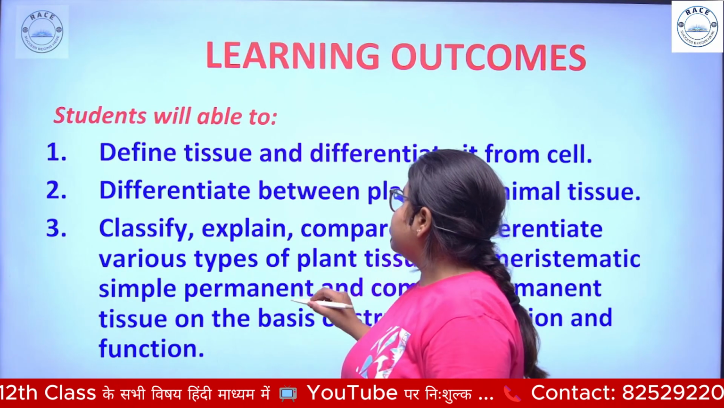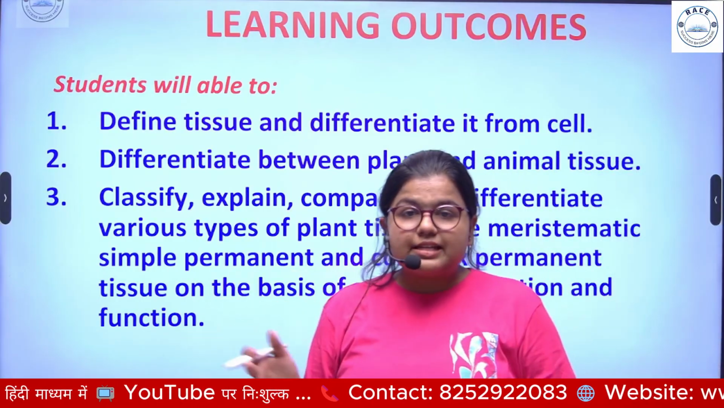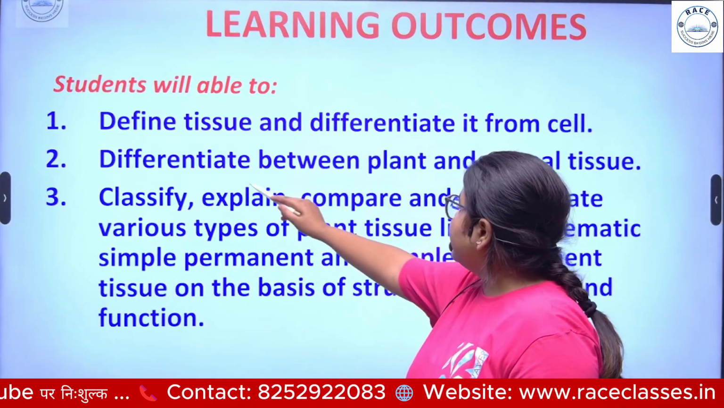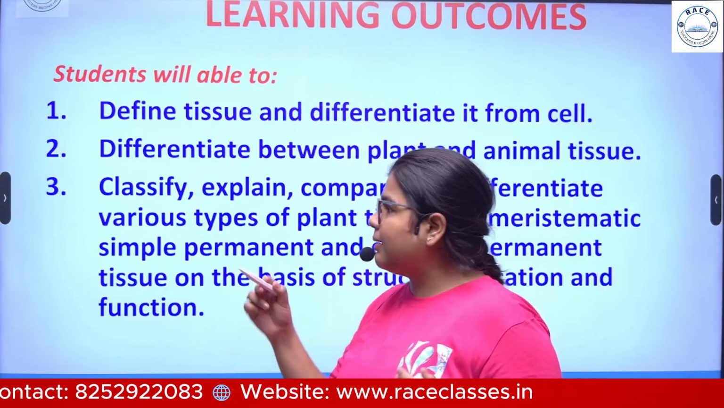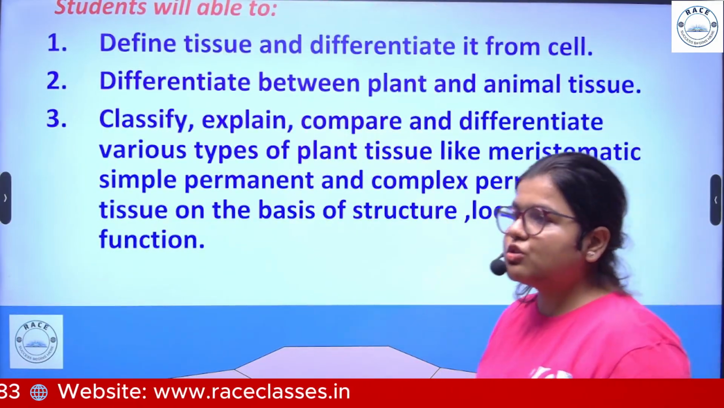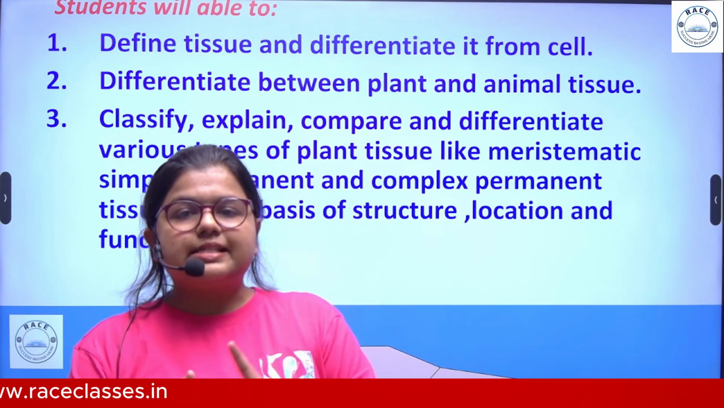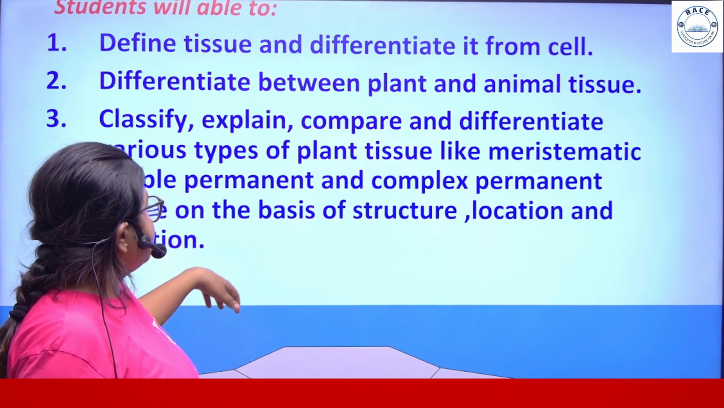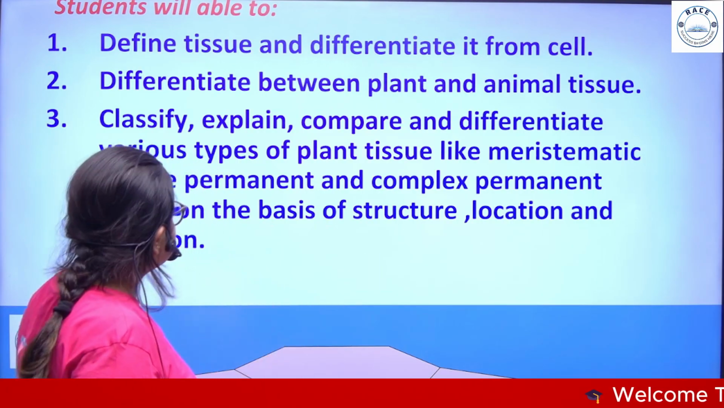Now, in this lecture, we'll be talking about tissue and differentiate it from cells. There is a very large difference between cell and tissues. And we will also talk about plant and animal tissues. उसके भी differences हम लोग देखने वाले हैं, and then we will be able to classify them. We are also going to study different types of tissues, like simple tissue, permanent tissue, complex tissue, then meristematic tissues. We'll also talk about the structure, location and function of these tissues.